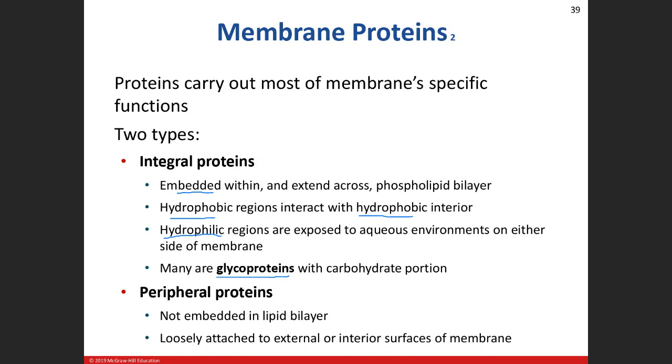Then we have our peripheral proteins. They're not embedded throughout the whole bilayer. They will either be on the internal or the external surface, one or the other. It's either in or it's out. Real simple.